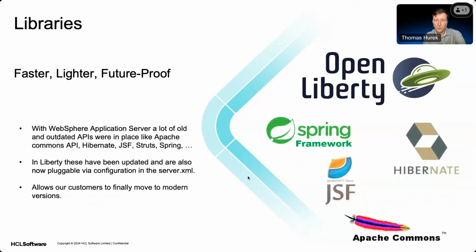In terms of libraries, we have also worked on updating the libraries that are there under the covers. With Web Application Server, we had a lot of older and outdated APIs in place, like Apache Commons or Hibernate or similar, Struts, Spring, and so on. And with the Open Liberty deliverable, we have updated these or are in the process of updating them, and that allows customers to use a more modern version when they're developing. I know that at times folks have had conflicts with later versions that they wanted to use, and we're addressing that request.